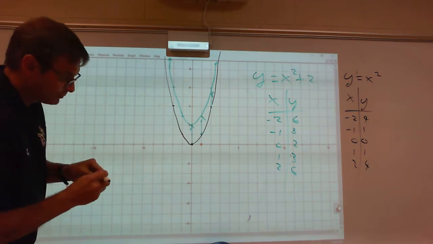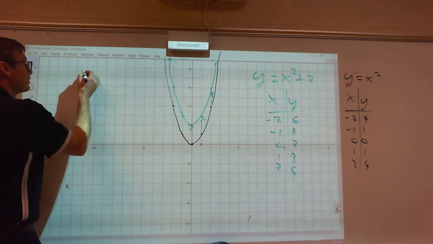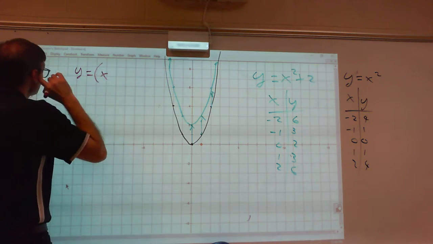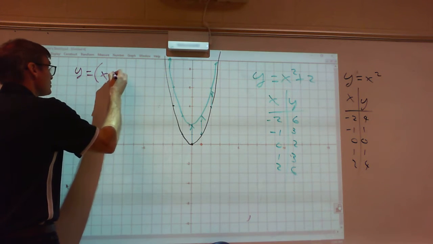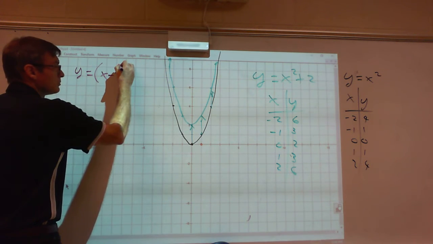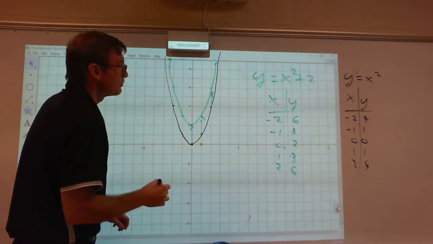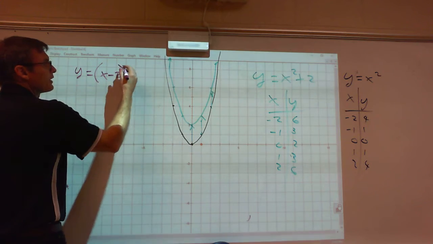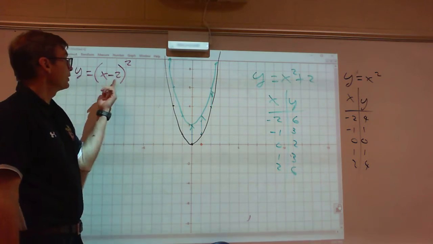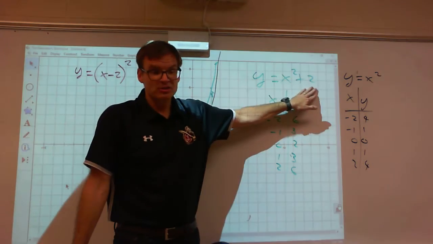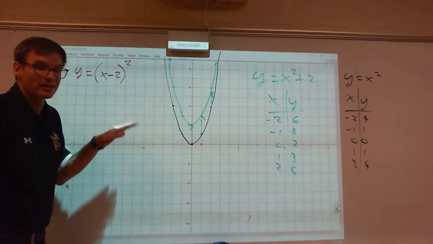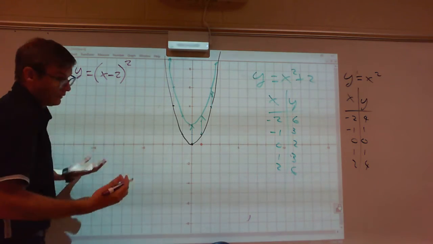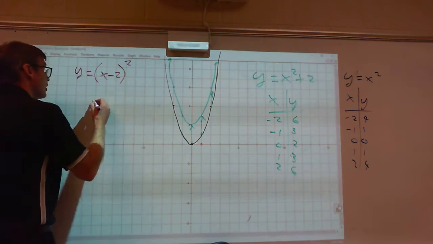Next up, what if I give you y is equal to x minus 2 squared. I'm going to run out of room is the problem. So now instead of having a +2 on the outside, I have this 2 inside the parentheses. So I'd like to know what happens. And I don't know. So I'll make an XY chart.